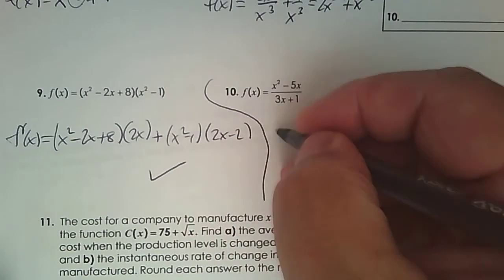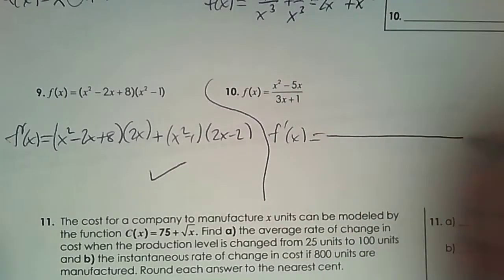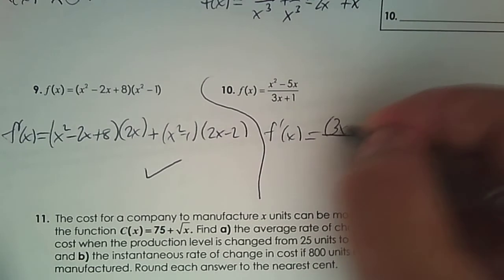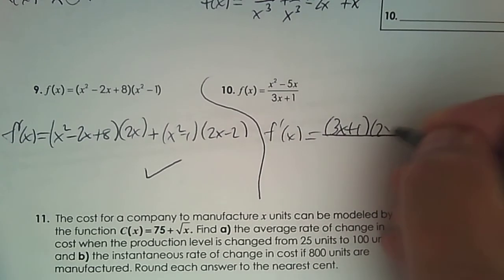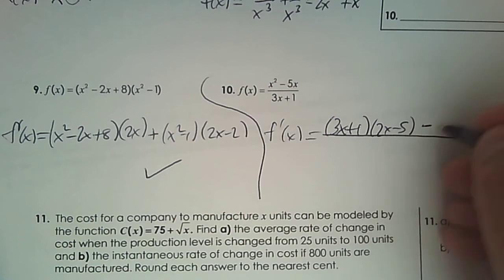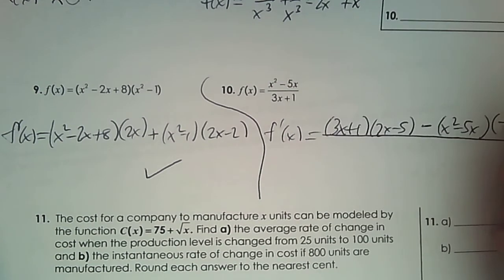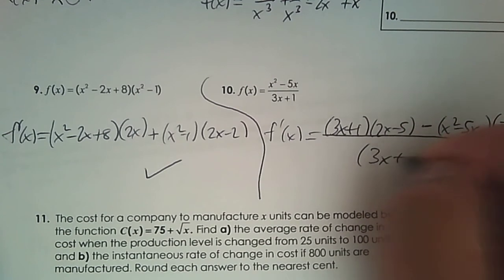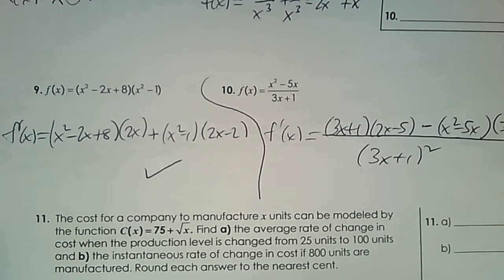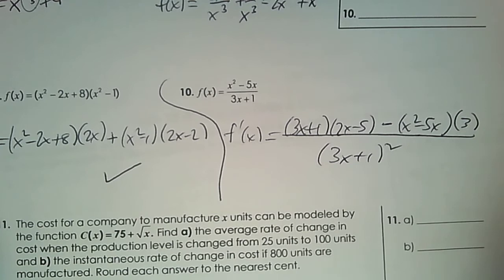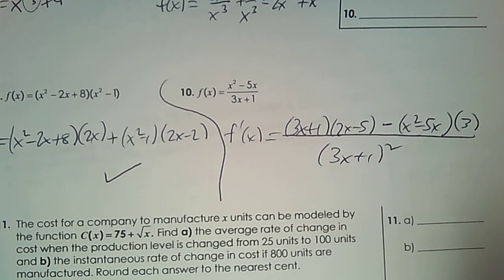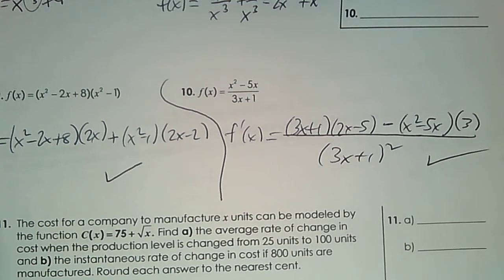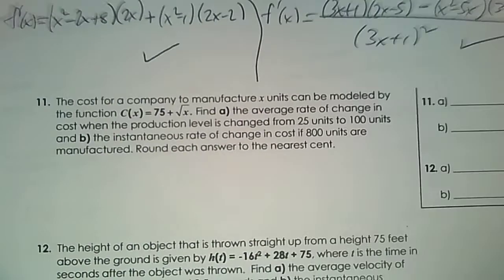Number 10, when I do the derivative, we're going to do the quotient rule. That's the bottom times the derivative of the top, subtract the top, times the derivative of the bottom, and then the bottom squared. Always feel free, you can press pause if you need to. 10 out of 10, right? Two more left. Number 11 and number 12.